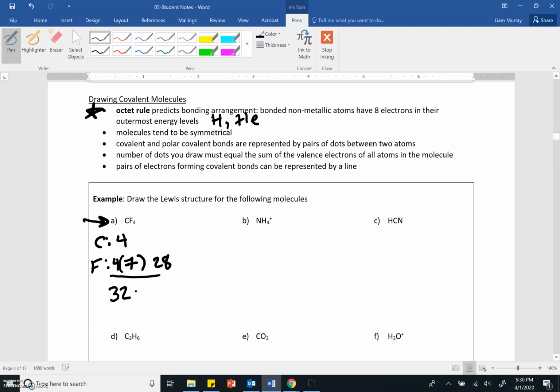The next thing you want to do, after you've determined your number of valence electrons, is write down your central atom. If you ever have a carbon in your molecule, you want that to be in the middle. Usually your middle is going to be the one that has the least number of atoms. So CF4, we have 1 carbon, so that's going to be in the middle. We're then going to connect that carbon to our 4 fluorines.